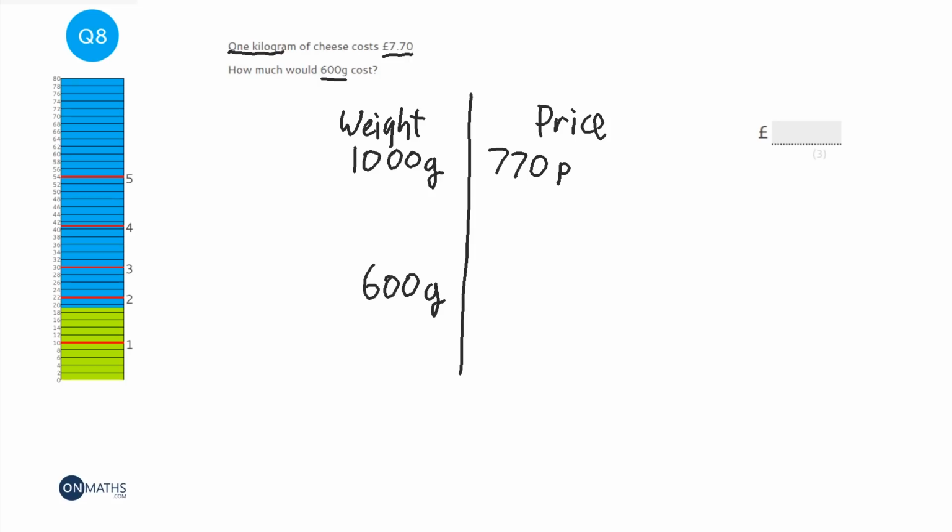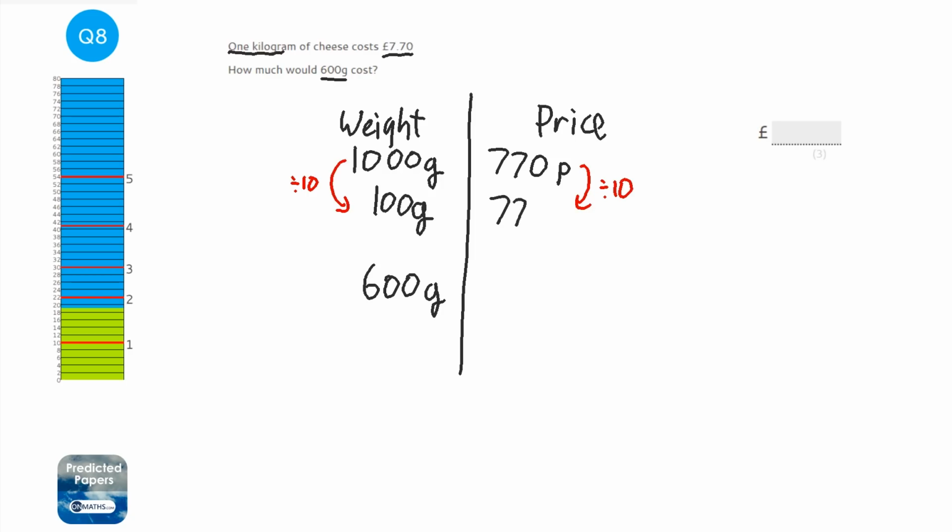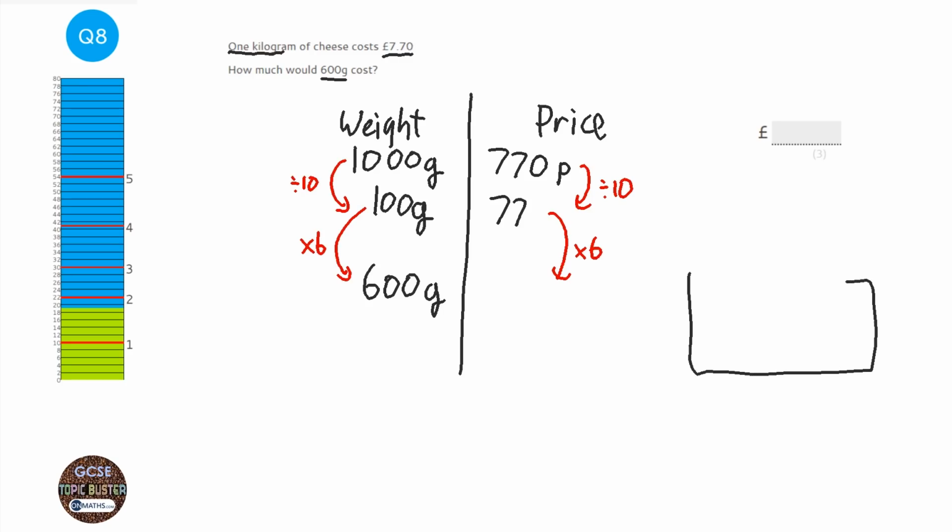And so first of all, if I've got a calculator, I can do this a lot easier. But without a calculator, let's try. Well, I can first of all divide this by 10 to get it so that it's 100. So that's 100 grams. And that would be 77. And then what I can do is I can times these by 6 to get 600. Okay, so if you've got a calculator, you can just type it in, but let's assume that you don't for this question.